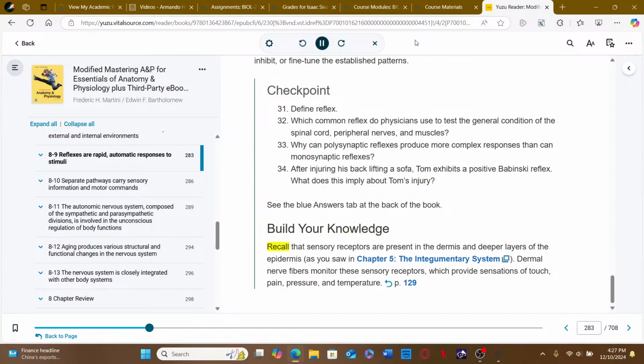Build your knowledge. Recall that sensory receptors are present in the dermis and deeper layers of the epidermis, as you saw in Chapter 5, the integumentary system. Dermal nerve fibers monitor these sensory receptors, which provide sensations of touch, pain, pressure, and temperature.